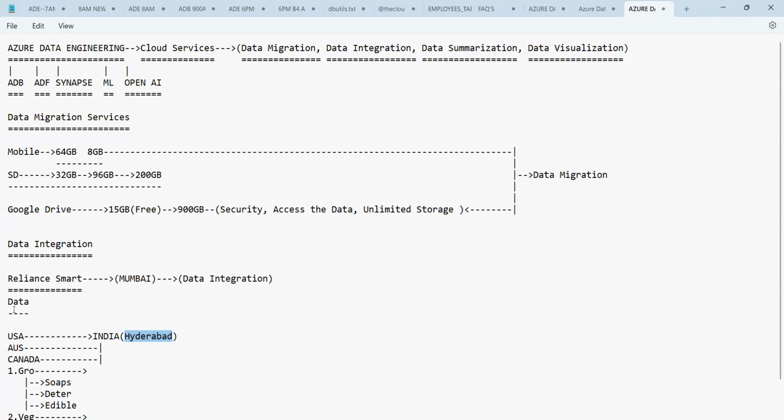So whenever the data is gathered from various locations and kept at a place, this is called the process of what, guys? Data integration. Okay, guys, is everyone clear with this concept? Please respond. Yes, we are clear.